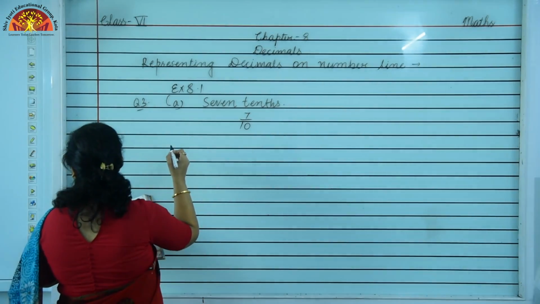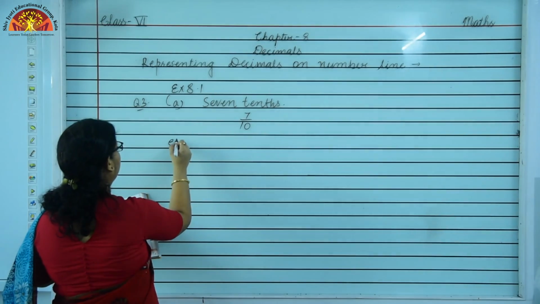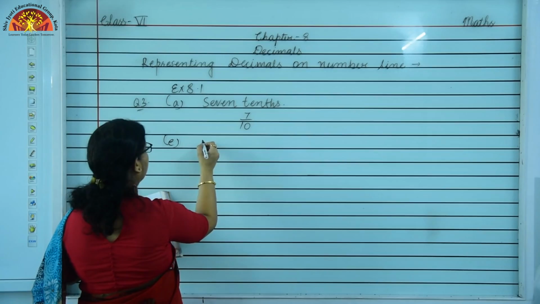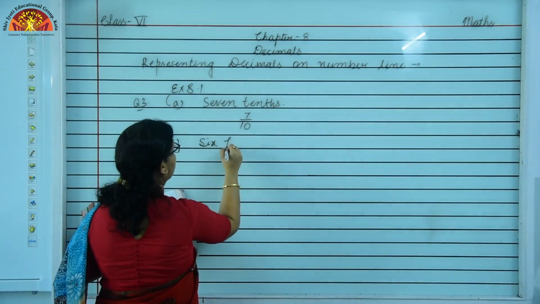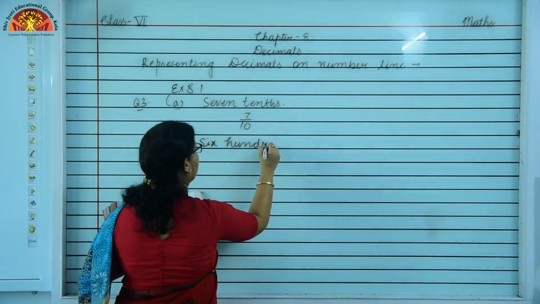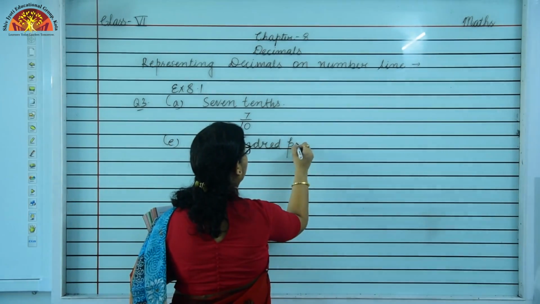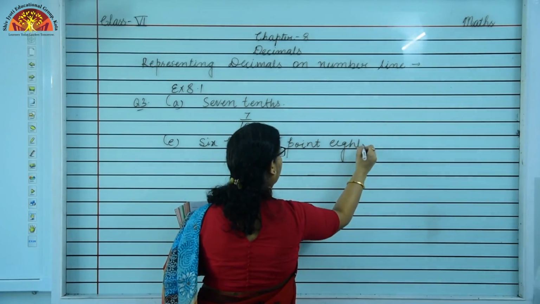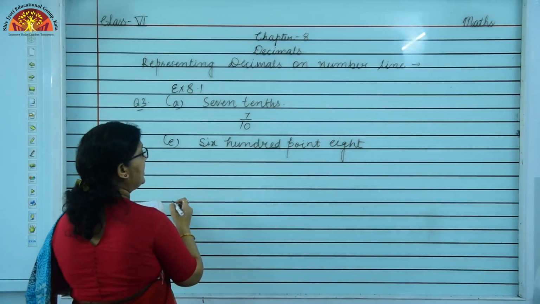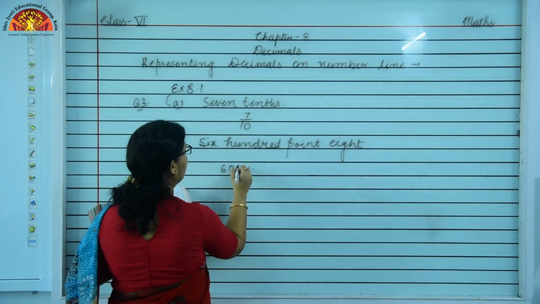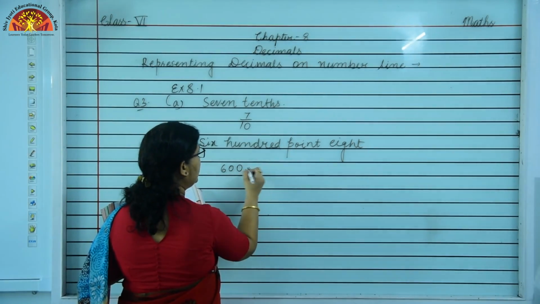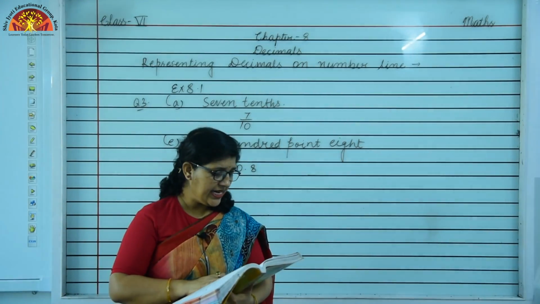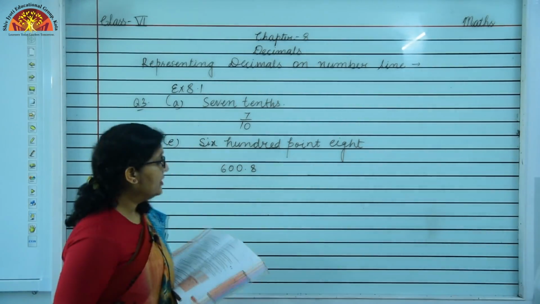Now E part of this is 600.8. Now how do we write it in decimals? 600, this is the whole part, 0.8. Understood? Now question number 4 is, write each of the following as decimals.